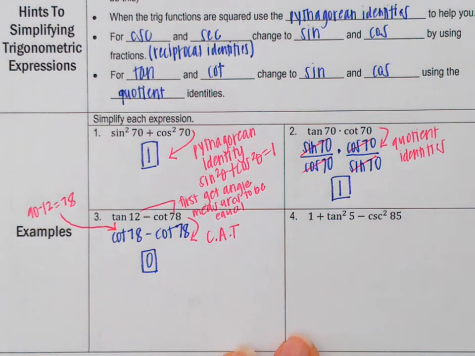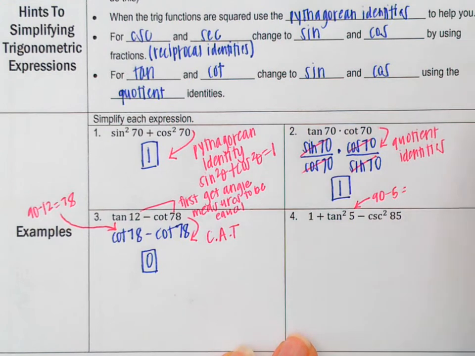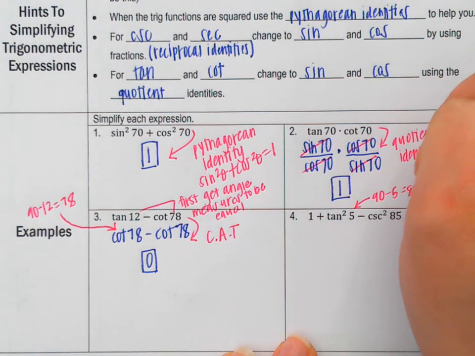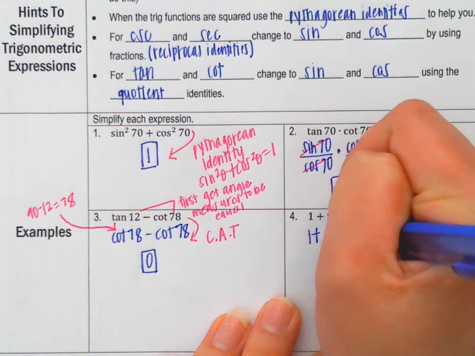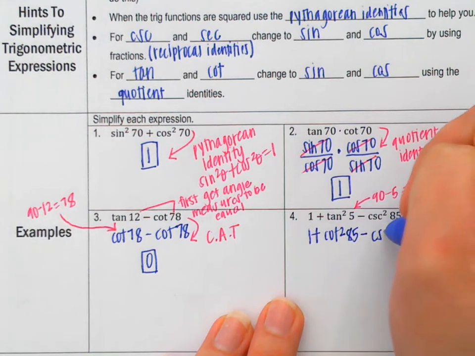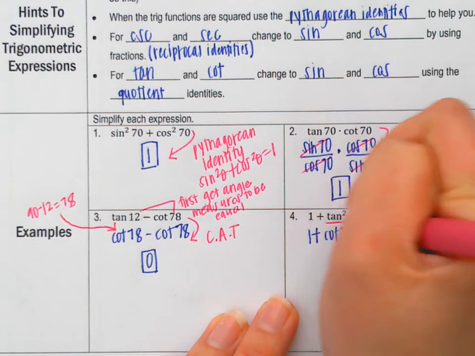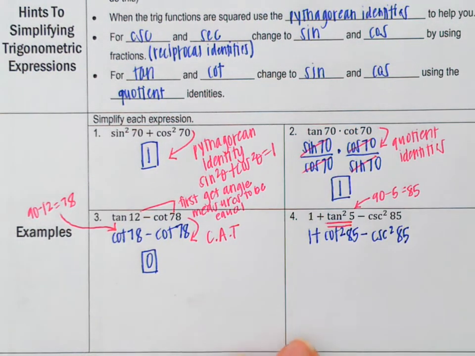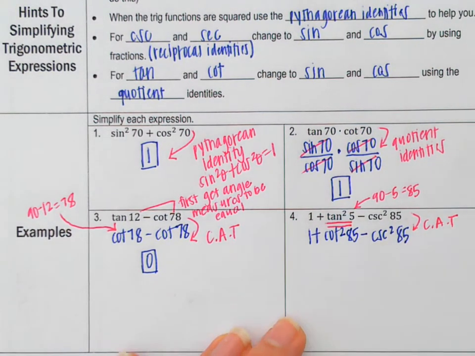And so we know, okay, first, the complement of 5 is 85. And so instead of tangent squared 5, I can write it as its complement. So it would be 1 plus cotangent squared 85, minus cosecant squared 85. So I didn't change anything except this one right here. And so again, I used the complementary angles theorem there. Okay, so now I have the same angle measures.